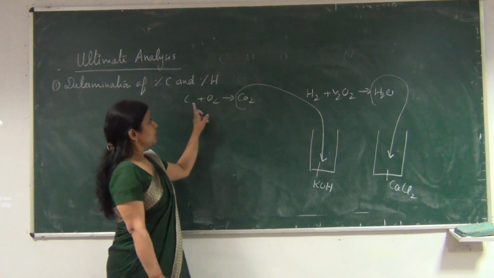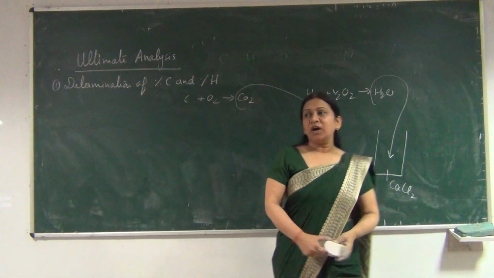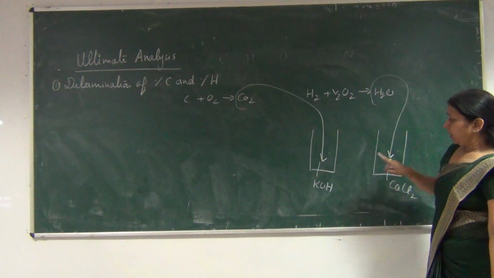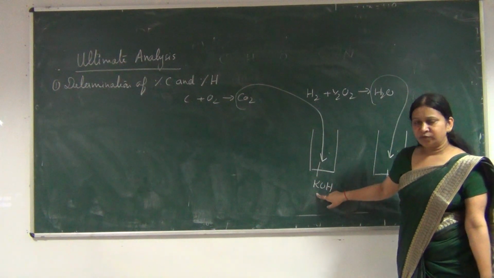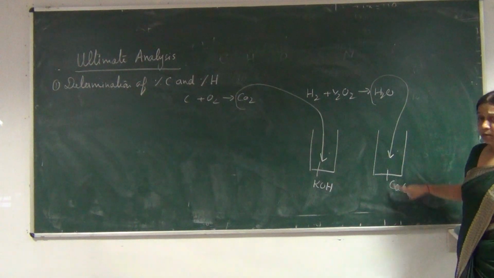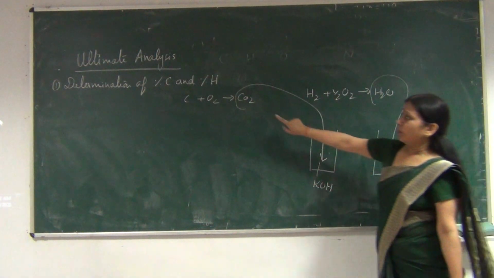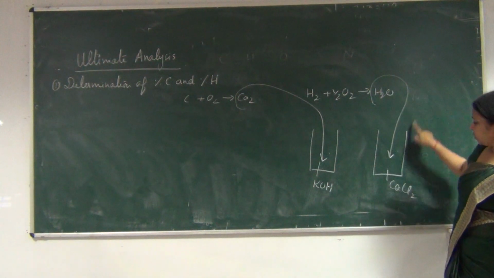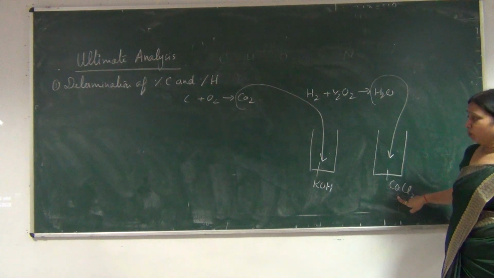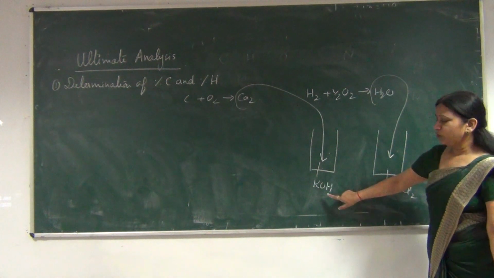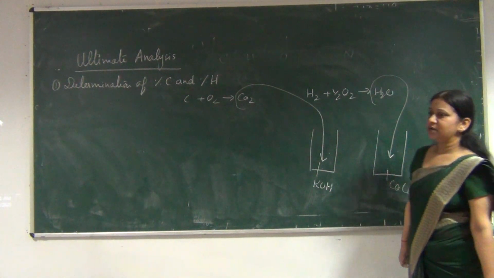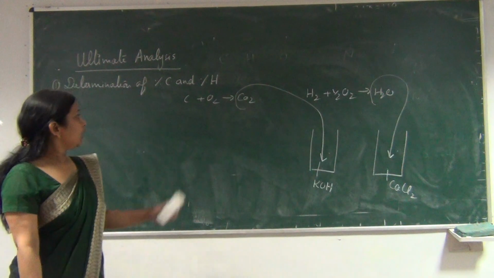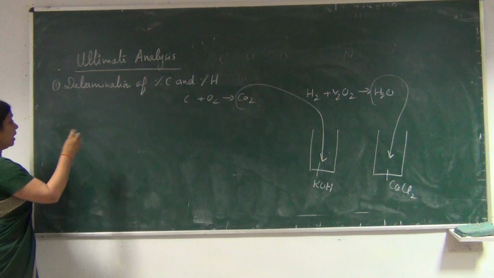So what we are doing is, these are the combustion reactions of carbon and hydrogen. We are taking two combustion tubes. Here we have added a known amount of KOH. Here we have added a known amount of calcium chloride. The carbon dioxide which is produced is absorbed on this KOH. The water which is produced is absorbed on calcium chloride. After the absorption, the weight of KOH and calcium chloride is going to increase, and from the increase in the weight, we are going to calculate the percentage of carbon and hydrogen.